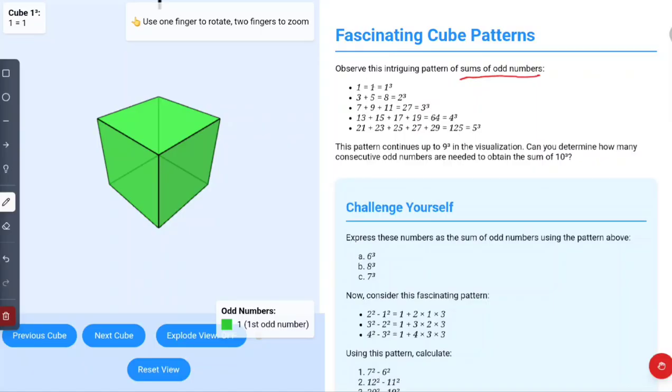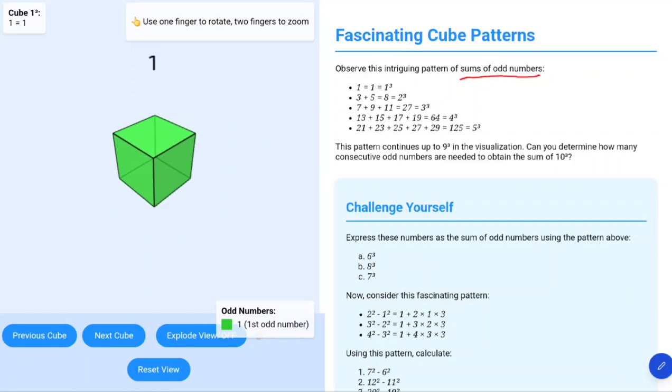Now 1 is 1, that is 1 cube. 1 times 1 times 1 is 1. On the left hand side model, you can see that is 1 cube. Now the second pattern you can see.